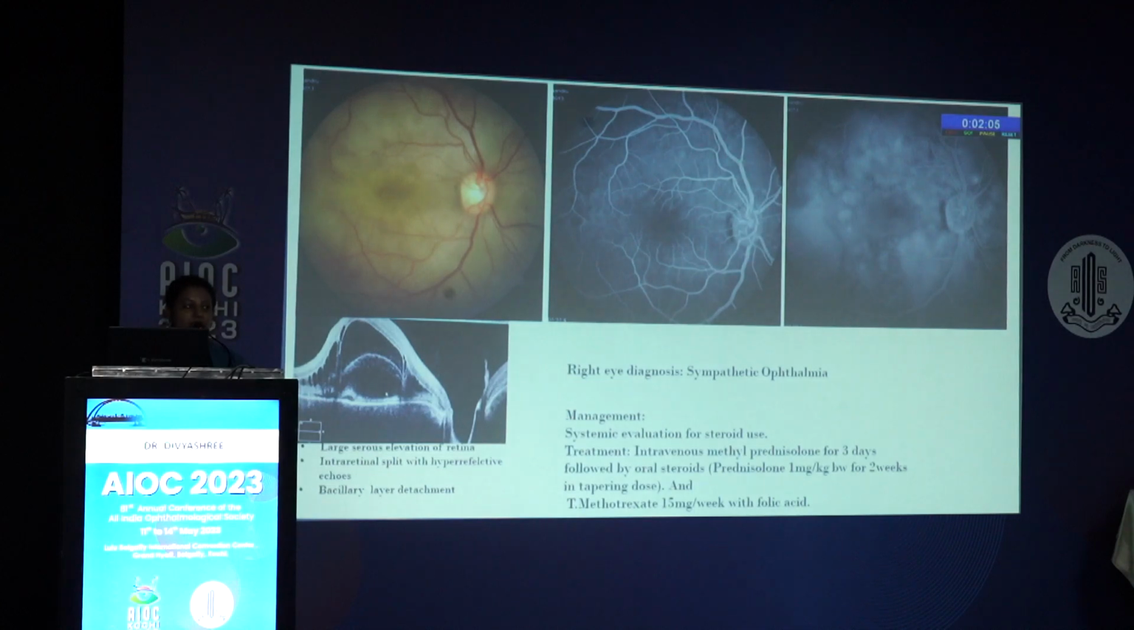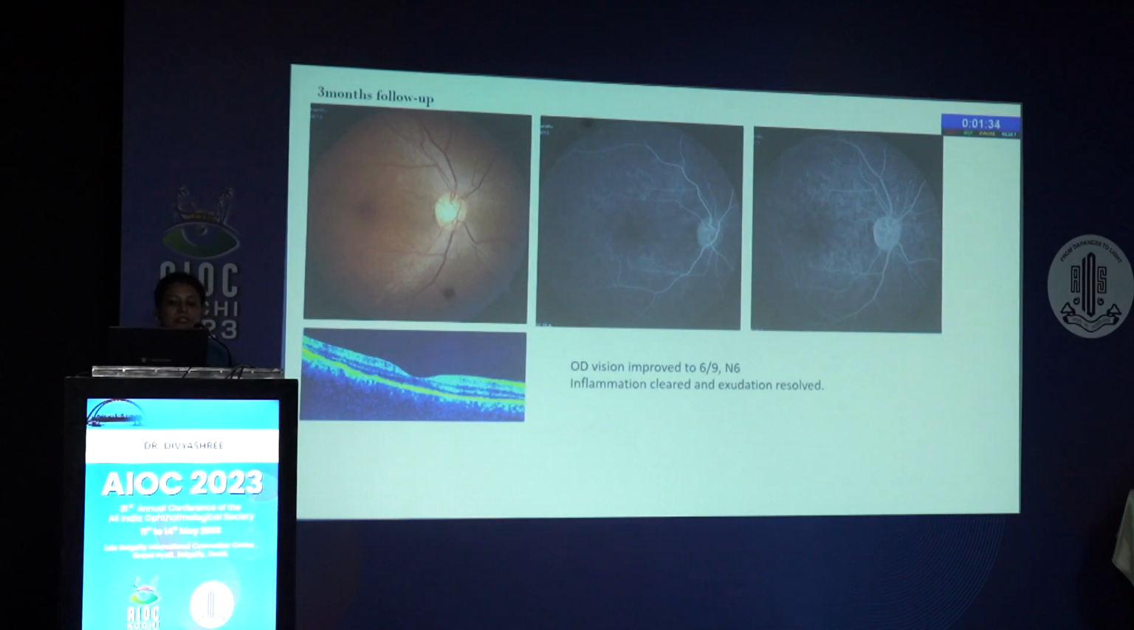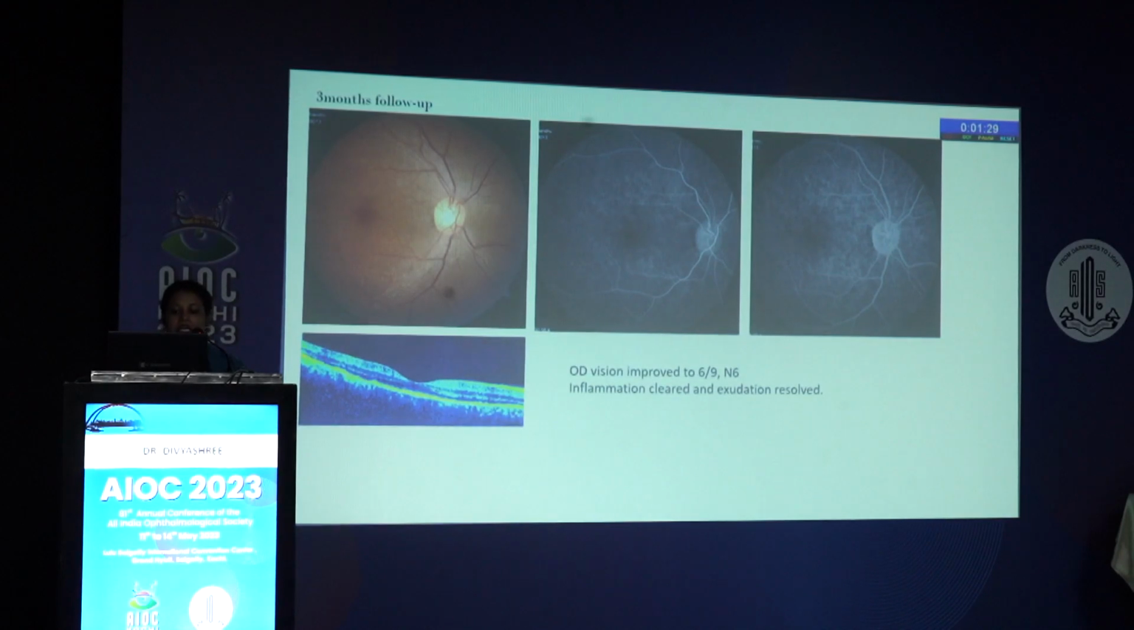right eye, and we evaluated him for any contraindication for the steroid management or the immunosuppressant, and we started him immediately on IV methylprednisolone for 3 days, followed by oral steroids for 2 weeks, supported with methotrexate 15 milligrams per week with folic acid. So these are the subsequent visits that he had, and the OCT scans showing the resolution of the subretinal fluid. At the end of 3 months follow-up, his vision was good, 6/9 N6, and inflammation was cleared and exudation had resolved.